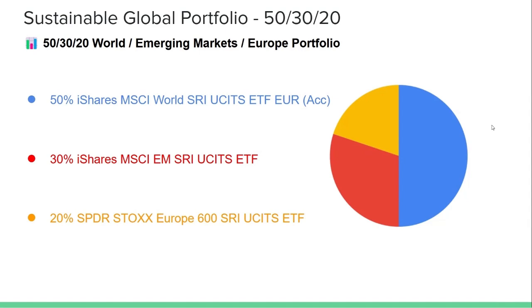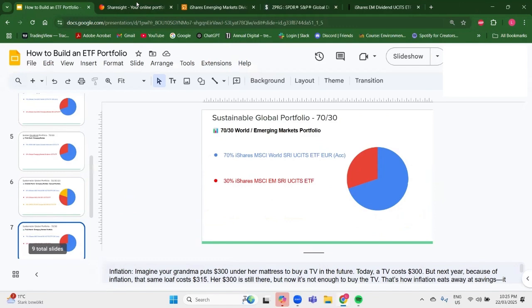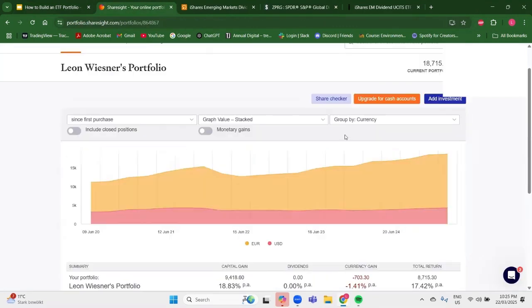So in this case, we have 50% world, 30% emerging markets, and 20% Europe again, the 50-30-20 portfolio. And yeah, they exclude all these industries. And to show you what historical growth has been looking like for that, if you had, say, invested 10,000 euros into that kind of portfolio, you would have this kind of portfolio.